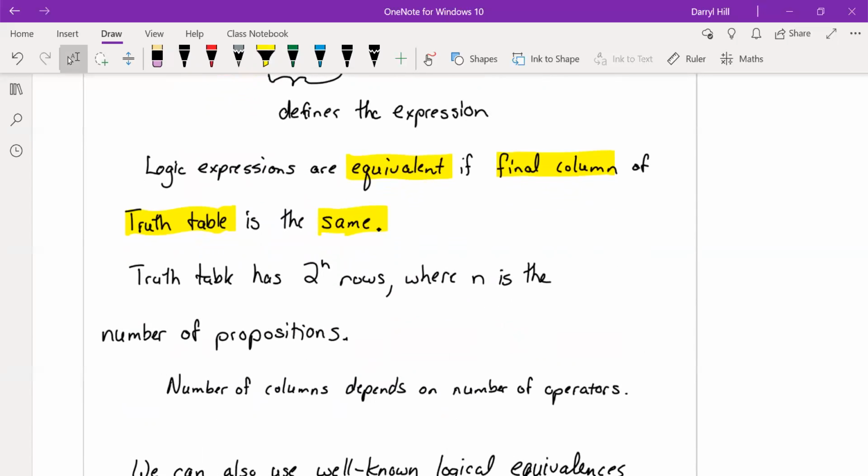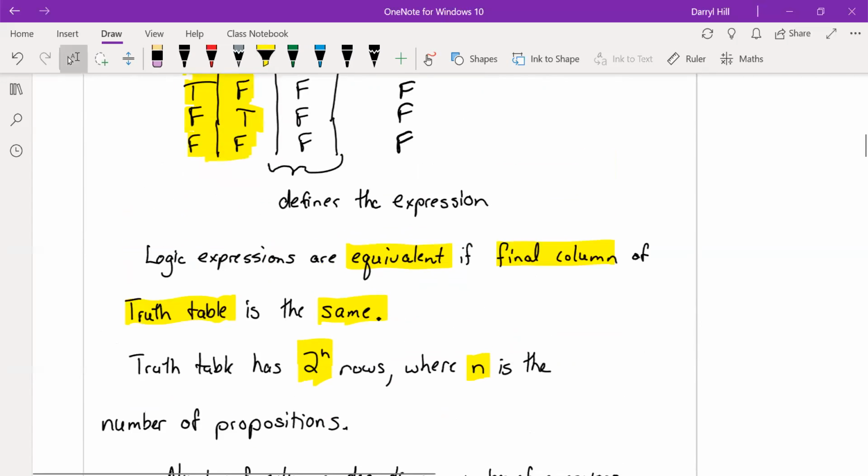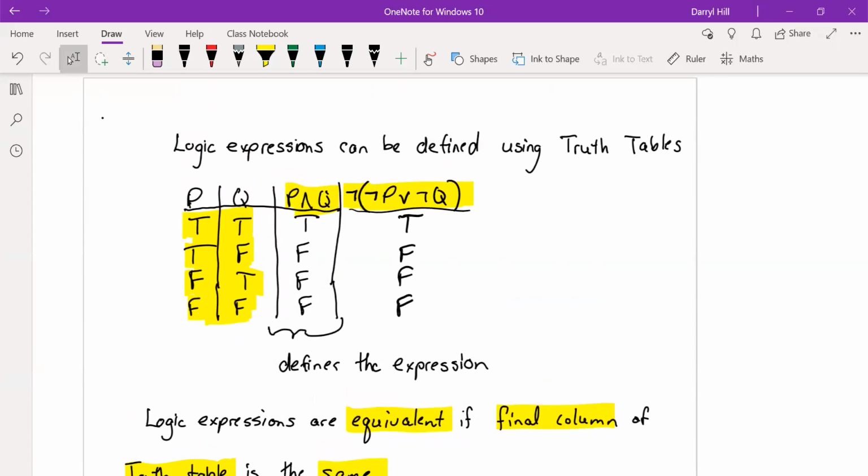All right, so a truth table has 2 to the power n rows, where n is the number of propositions. The propositions in this case are P and Q, so this has 2 to the 2 rows, and we can see right here that it has 4 rows.